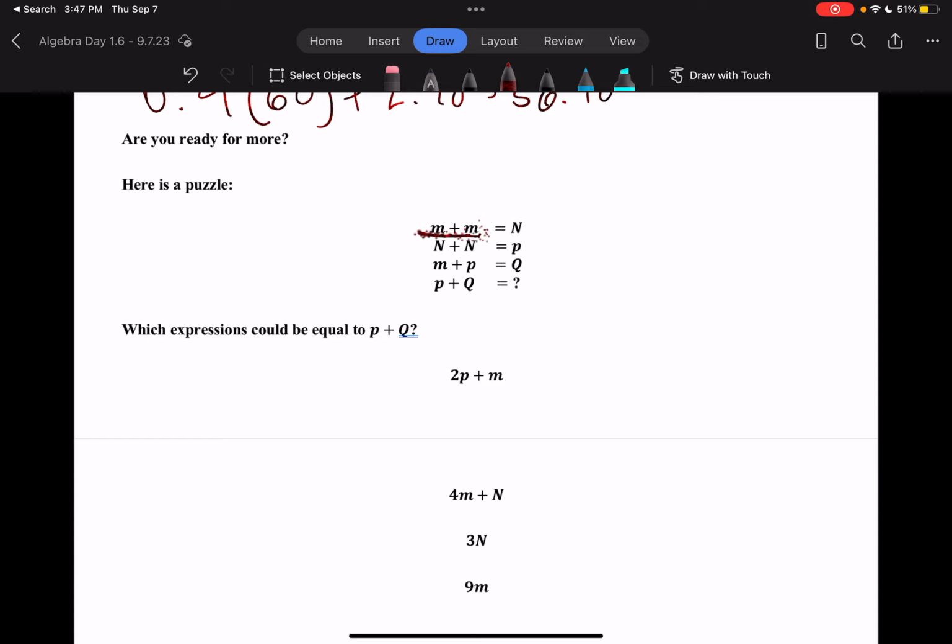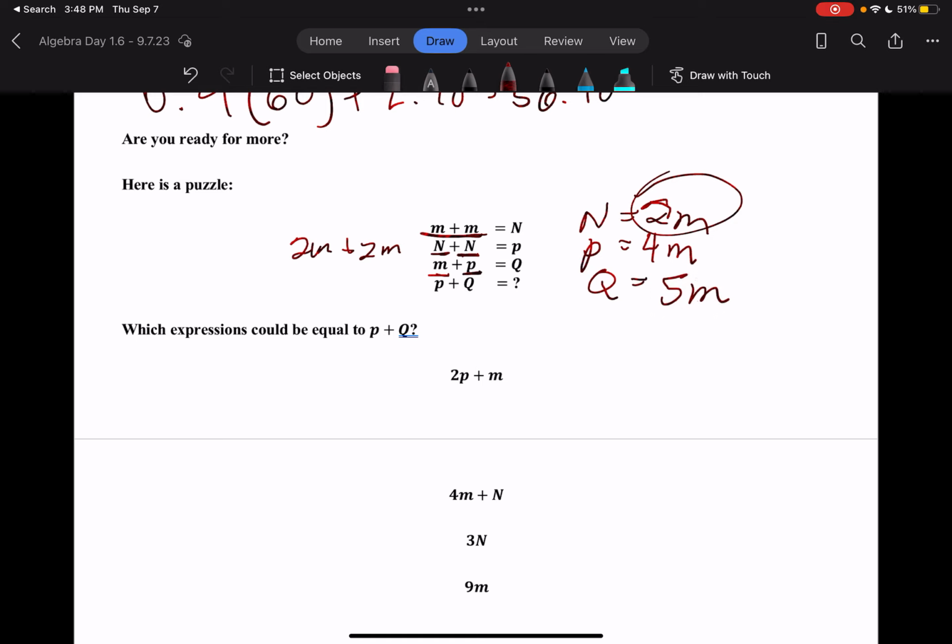If we consider everything in terms of m, m plus m equals n. So that means n equals 2m. That also means if we have two n's added together, that means that p equals 2m plus 2m, right? Because n is 2m. So this is the same as 2m plus 2m, which means p equals 4m. And then here, if I have an m plus 4m, that means q equals, if we substitute p with 4m, q equals 5m. And so then if we're asking what is p plus q, well, we know now about it in terms of m, and so we can figure that out.